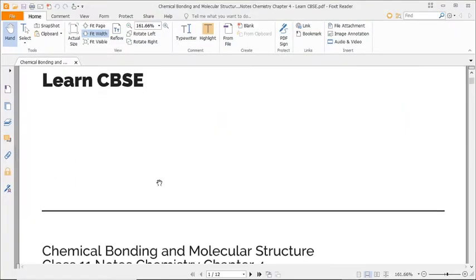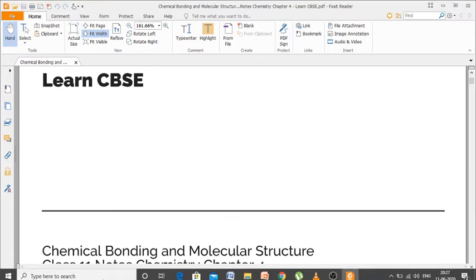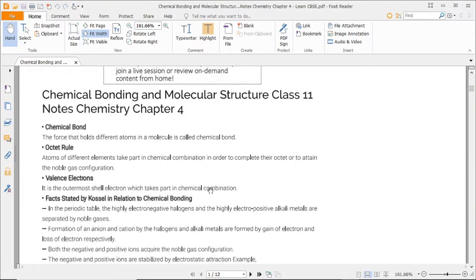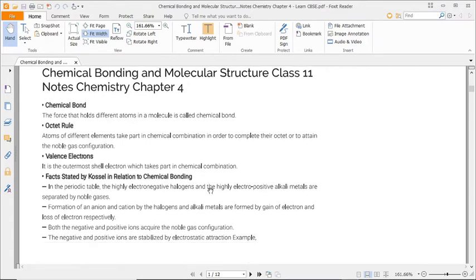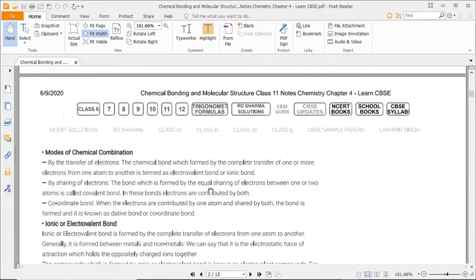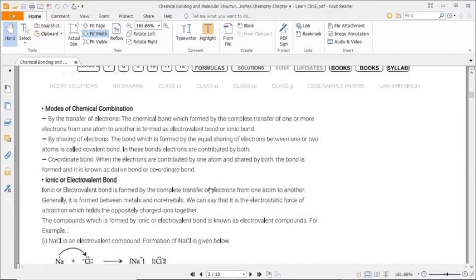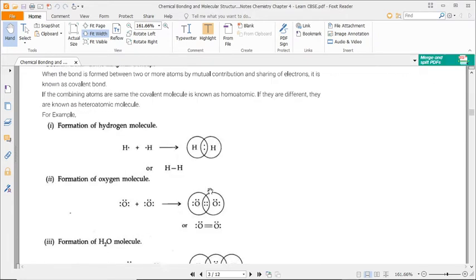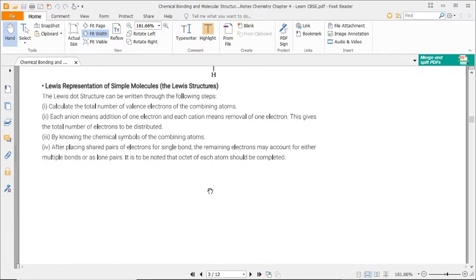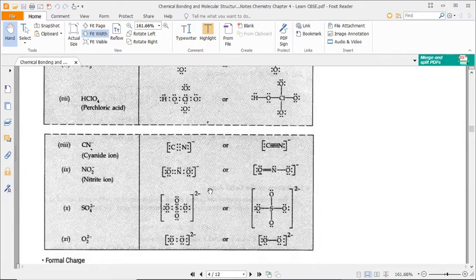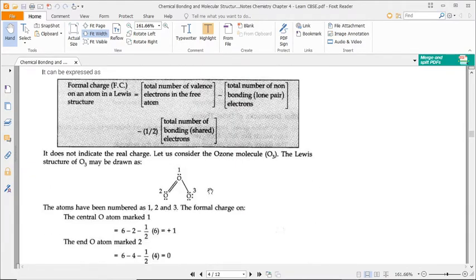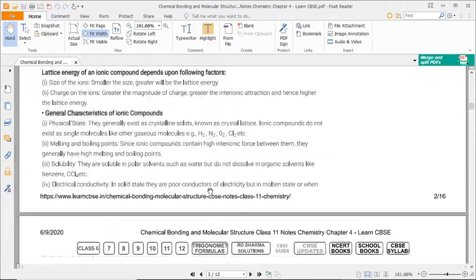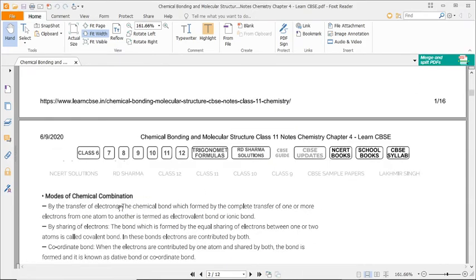In the previous class, I discussed chemical bond formation, the octet rule, valence electrons, the Kossel-Lewis approach, modes of chemical combination, ionic bond, and also formal charge of atoms, is it not? So let's have a quick revision of what we have studied in the previous class.